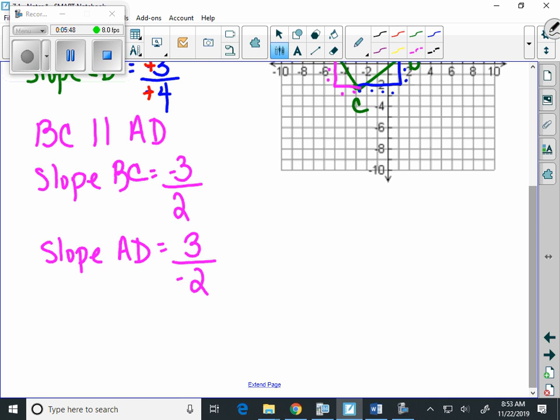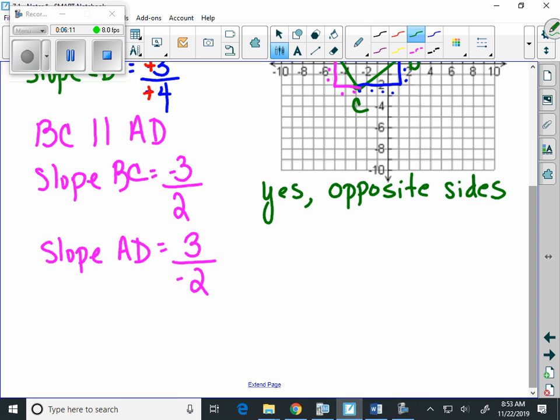And once we've determined that, then we can explain here, to answer the question, it says determine if ABCD is a parallelogram. And we can say, yes, it's a parallelogram because opposite sides are parallel. They have the same slope.